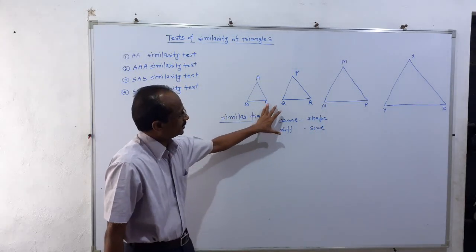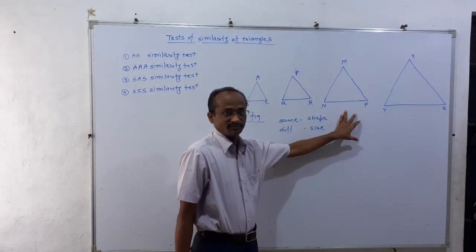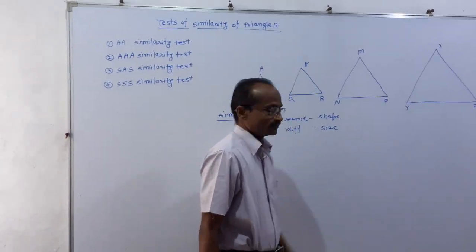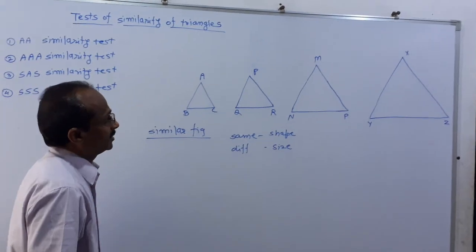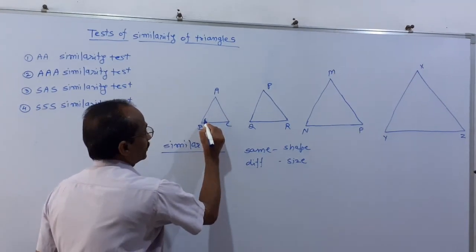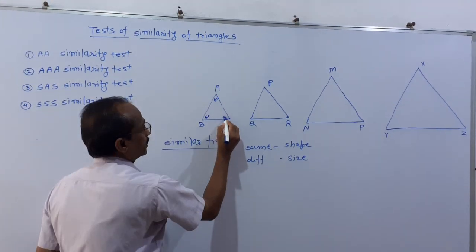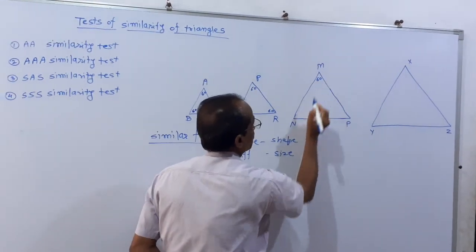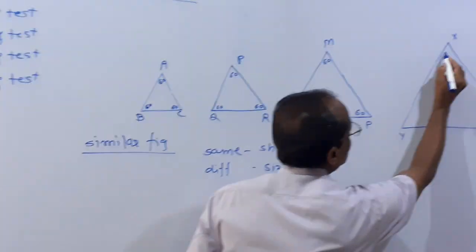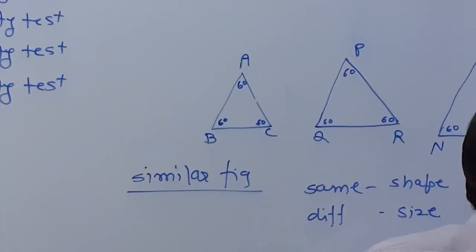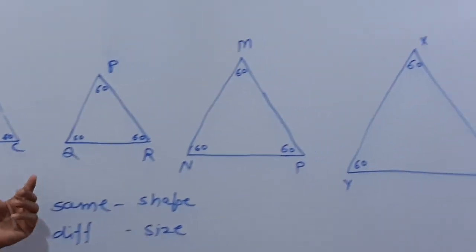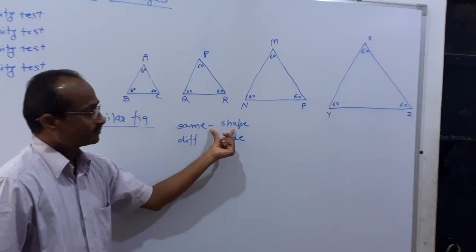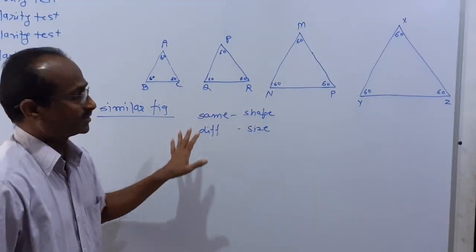See on the board here, different triangles are drawn: triangle ABC, triangle PQR, triangle MNP, triangle XYZ. For our convenience, let us suppose that each triangle is an equilateral triangle, and therefore each angle of the triangle is 60 degrees. So all these four triangles are of the same shape but of different size.